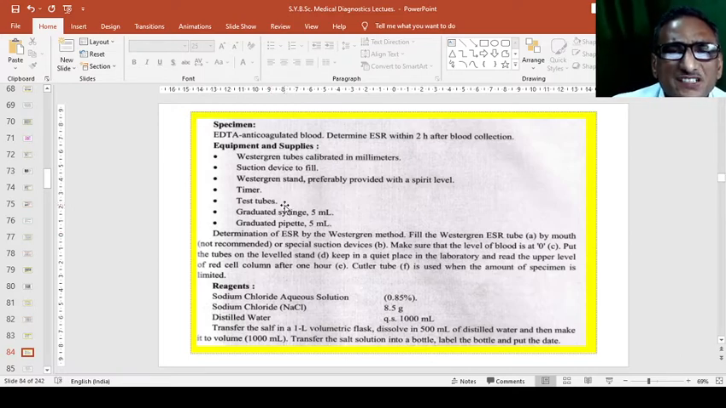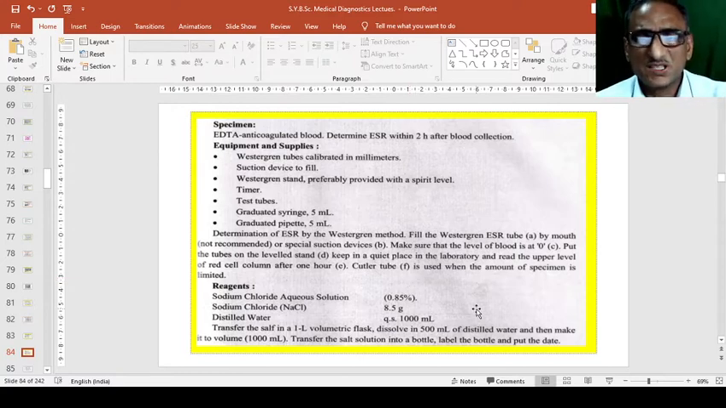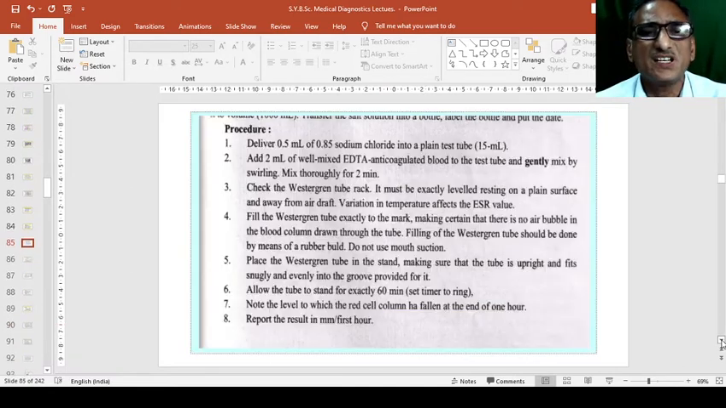So for equipment and supplies, these are the materials: Westergren tubes, a suction device to fill them, a Westergren stand, a timer, test tubes, syringes, etc. These are the necessary materials required to collect the blood and test it under the microscope. These are the reagents: sodium chloride aqueous solution, sodium chloride in powder form, and distilled water.